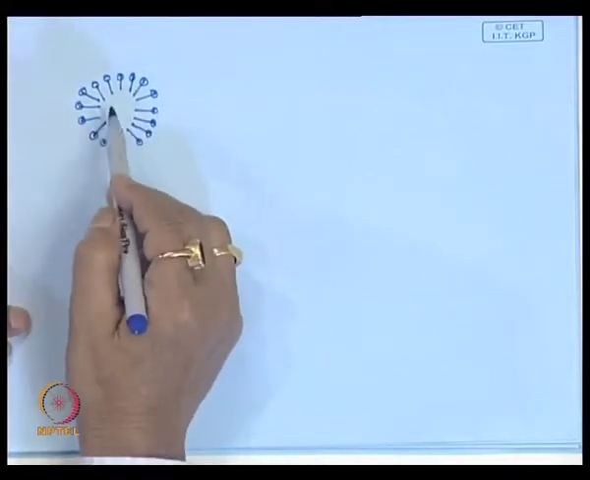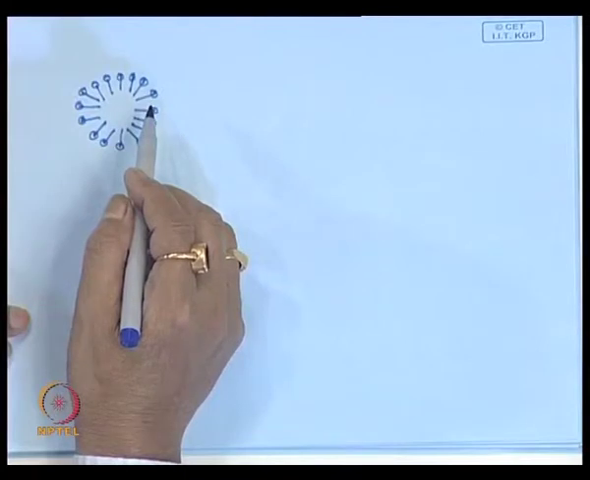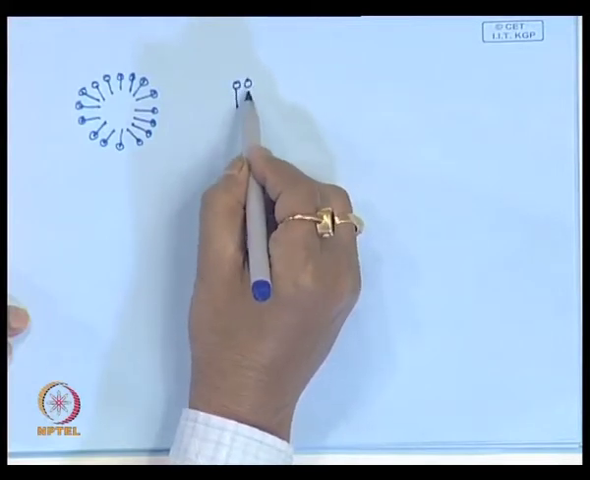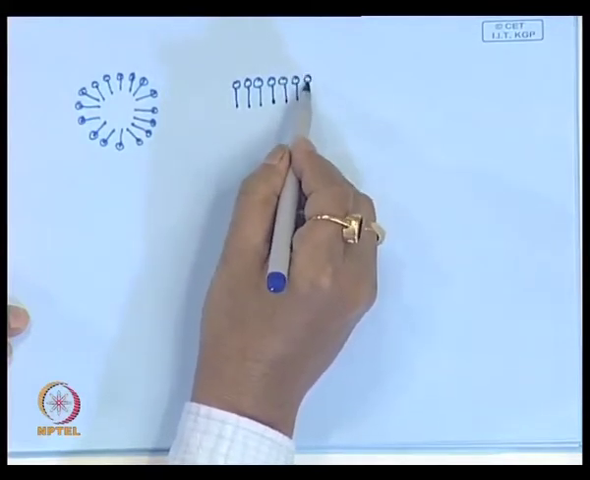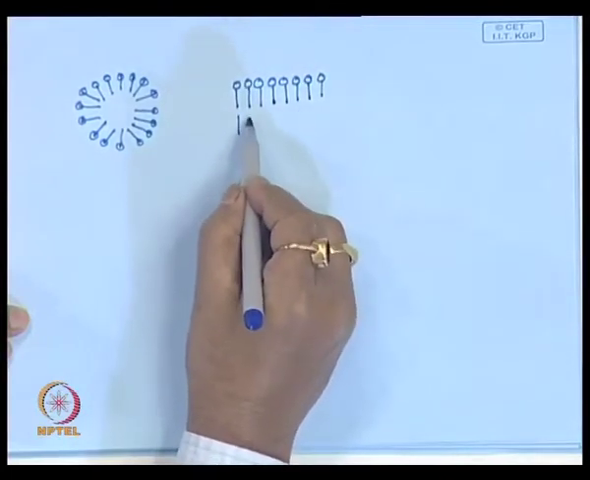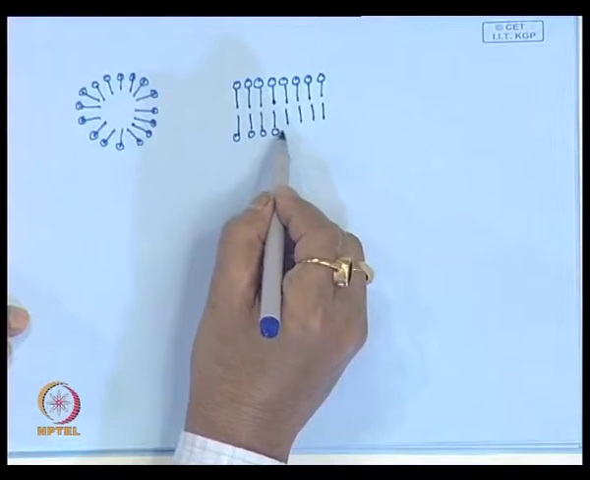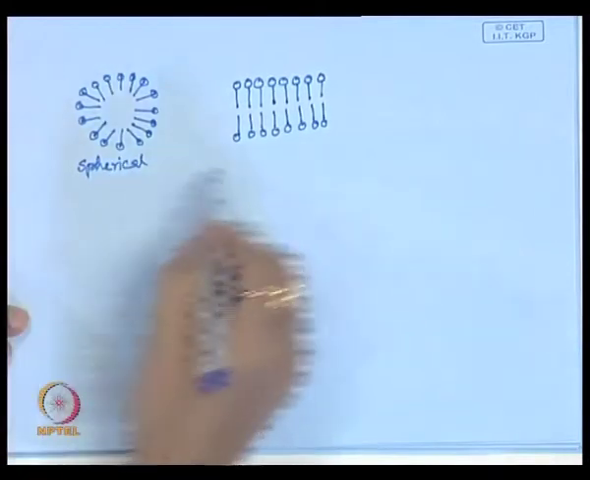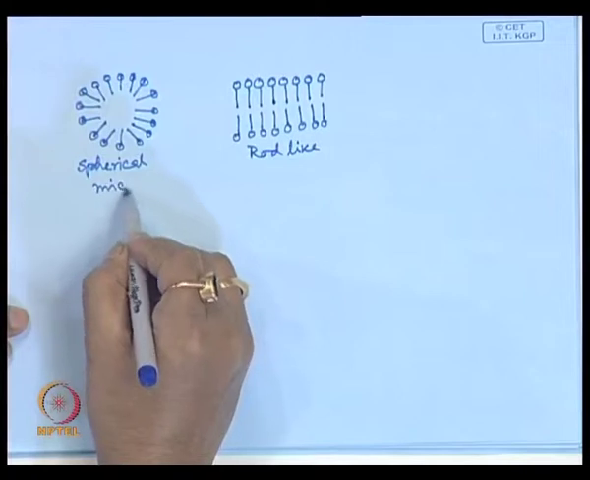These are sodium salts of fatty acid, suppose, or sulfonates, organic sulfonates or detergents. These molecules can form aggregates like this geometry, or it can also form geometries like this. So, this is spherical aggregates, this is rod like aggregates, these are called micelles.